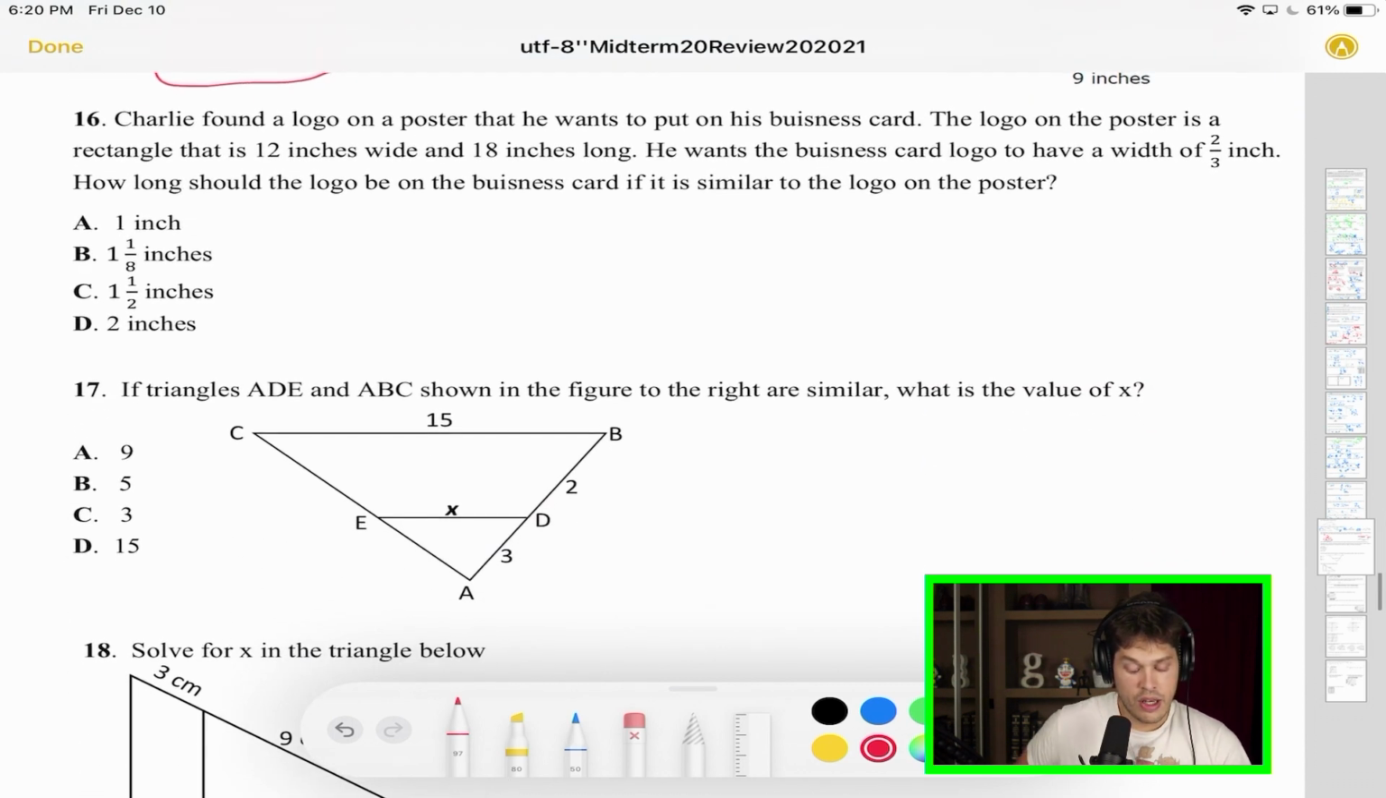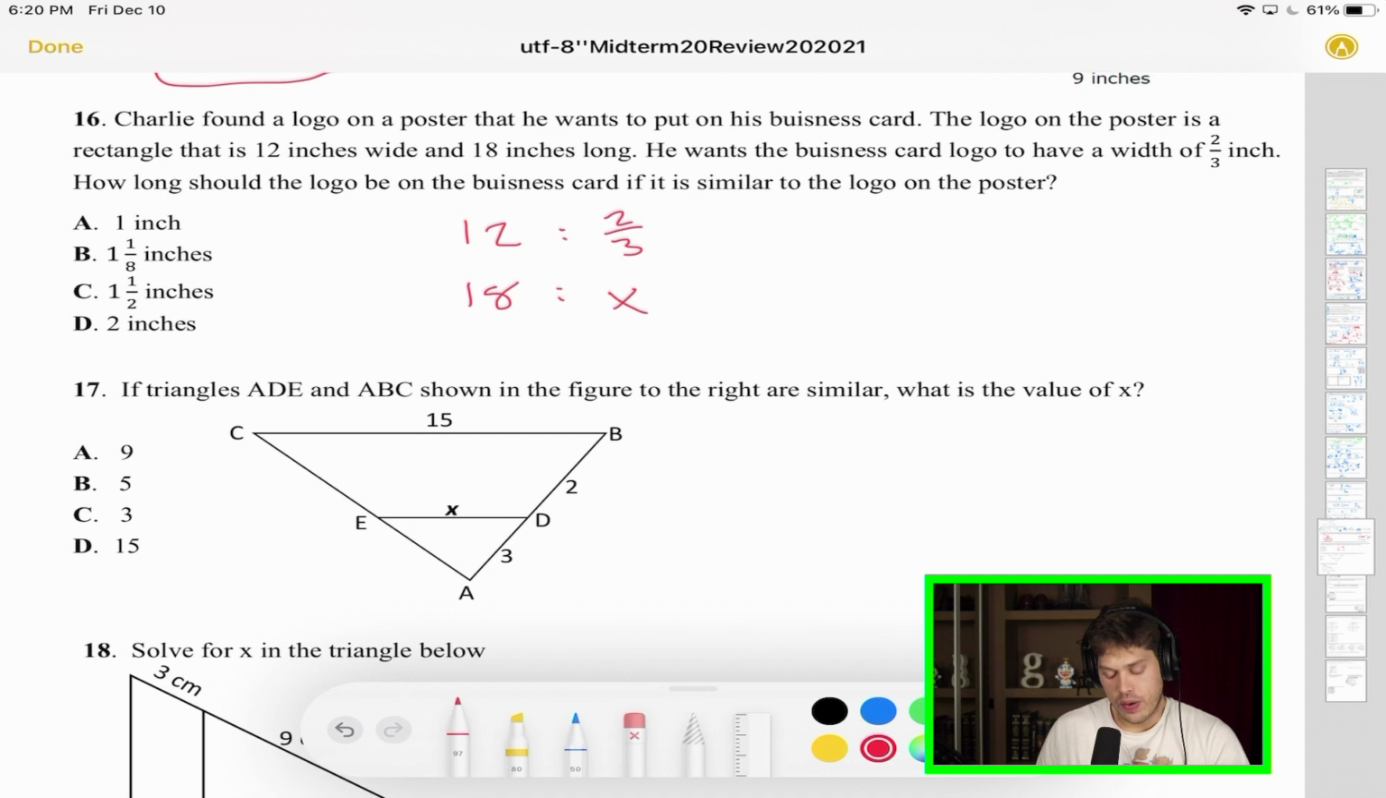Number 16. Charlie found a logo on a poster that he wanted to put on his business card. The logo on the poster is a rectangle that is 12 inches wide and 18 inches long. He wants the business card logo to have a width of 2/3 of an inch. How long should the logo be on the business card if it's similar? So 12 is our width, and it's similar to 2/3. And then 18 is our length. What's the proportion?